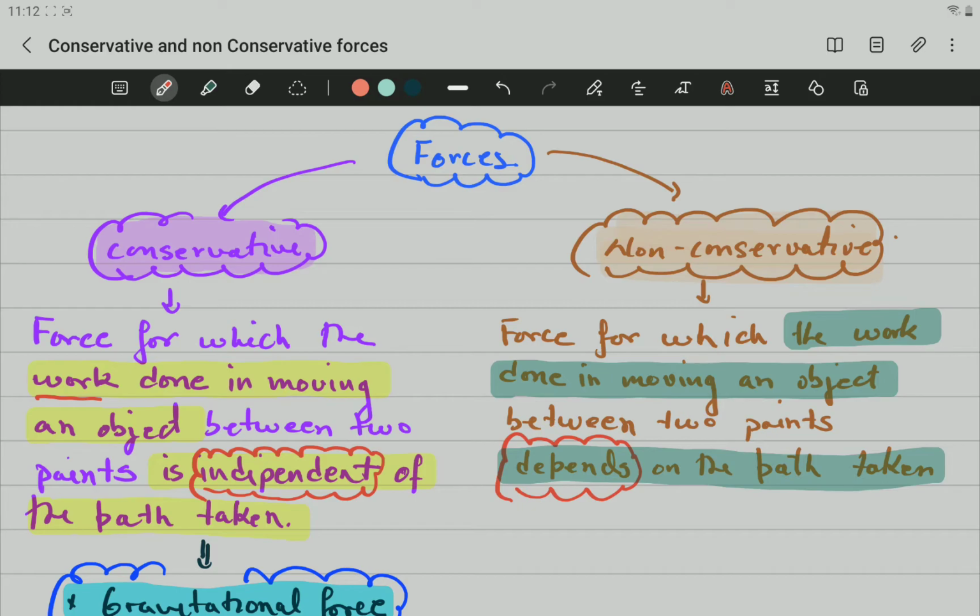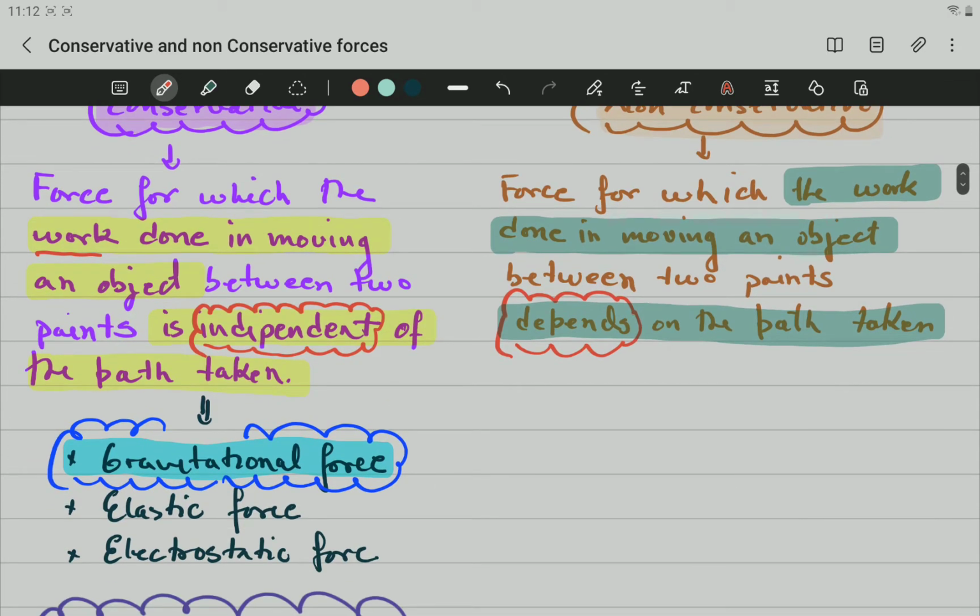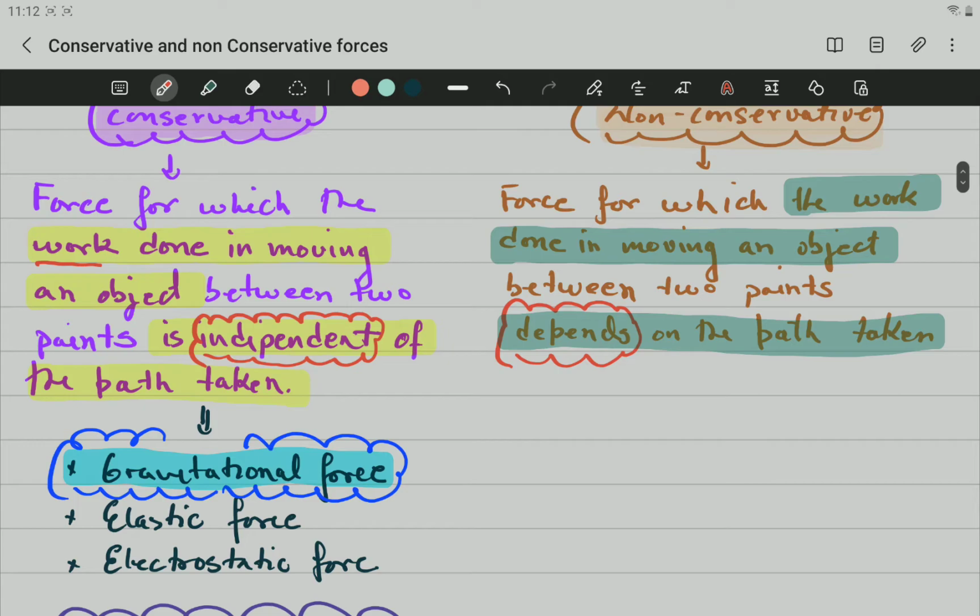In conservative forces, the work done by that force is independent of the way the object is moving, in what direction it is moving, or what path it takes. But in non-conservative forces, the work done by that force depends on the path taken. Okay? Now, what are examples of non-conservative forces?